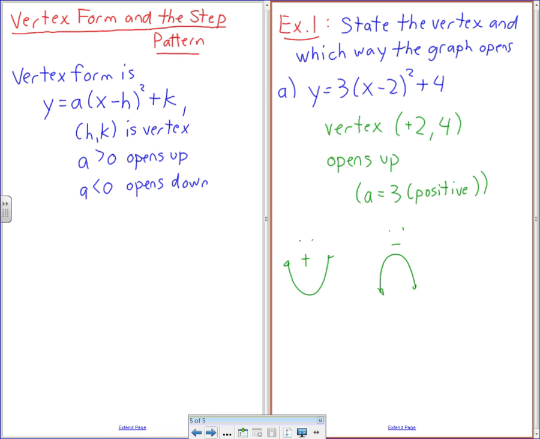Just so you guys know, the very last question on the last page has turned into a bonus. Okay, so it's the one mark bonus.